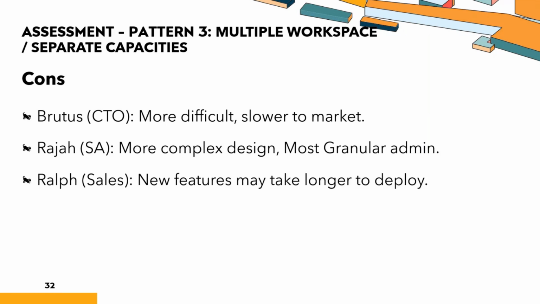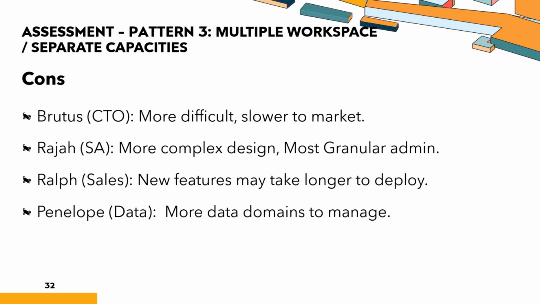In sales, we need to make sure that the sales team understands that, like Brutus, it may take longer for new features to get to them. They may hear about something that's super cool, but they can't get it because it takes longer to get to market. In Penelope, they have more data domains to manage because potentially you might have a capacity. Penelope may have access to all of these things because they're the data analyst, but they'll have more places that they have to go to do different things depending on the domain that they're servicing at that time.